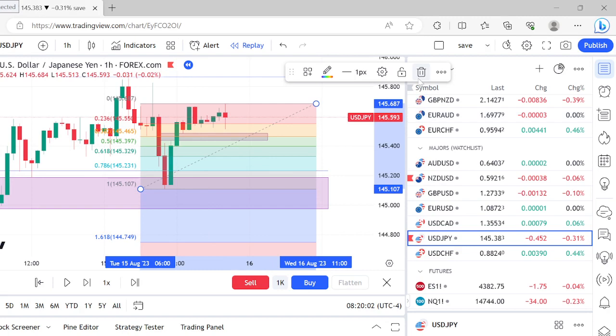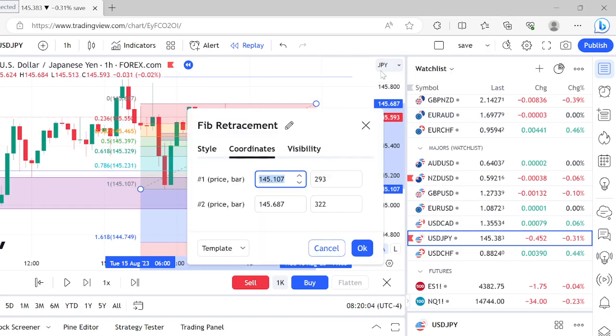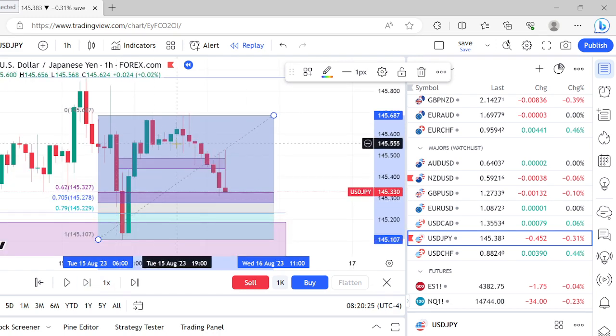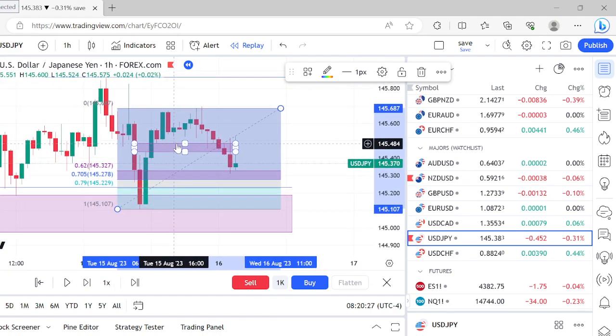So now what we want to see is a pullback into optimal trade entry. What is that? Optimal trade entry is 62% retracement on the Fibonacci. So you can see right here, I have these optimal trade entry settings put on now. Here's 62%. Look at my cursor. See that? That's 62%. And see how it pulls back? It rebalances that price action right there, and then it pulls back into optimal trade entry at 62%.